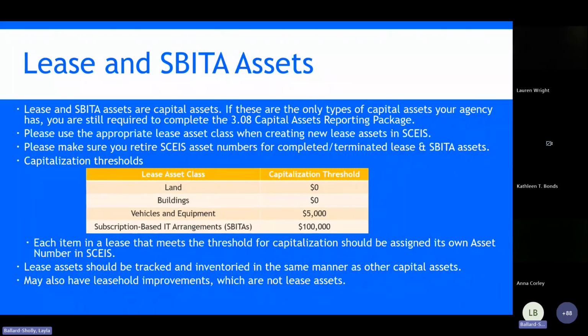Just like your normal capital assets, please make sure you're retiring the SKIS assets in SKIS for any lease and SBITA assets that have been completed or terminated. So if it's no longer an active lease or SBITA for you, it needs to be retired in SKIS. You don't necessarily need a turn-in document for these because it doesn't function the same way as your normal asset. You might be sending the surplus property or whatever, but it still has to be retired.